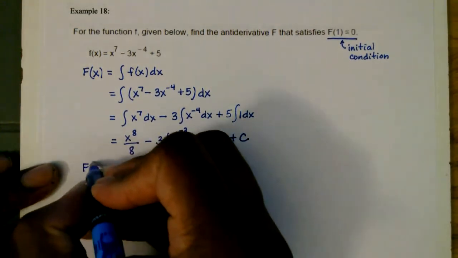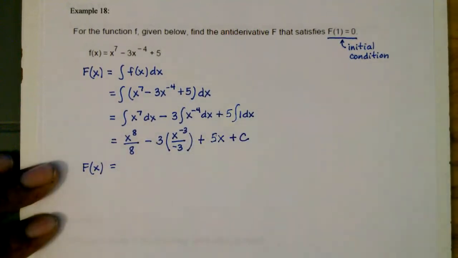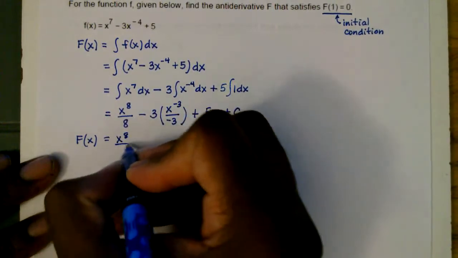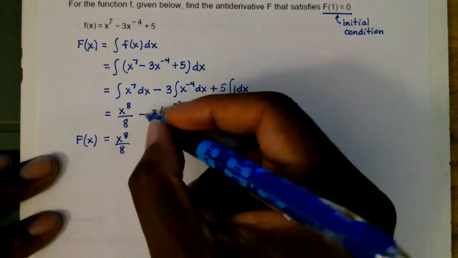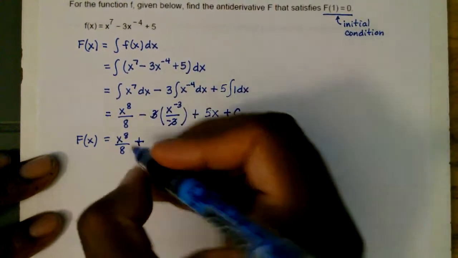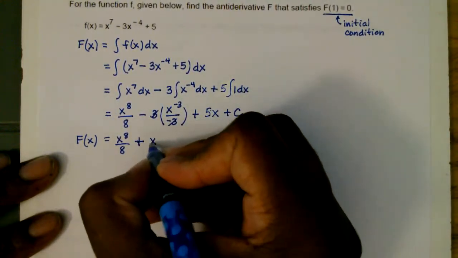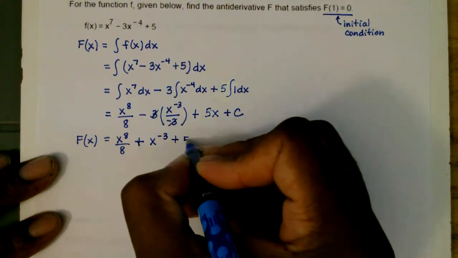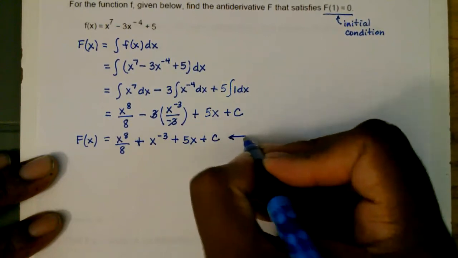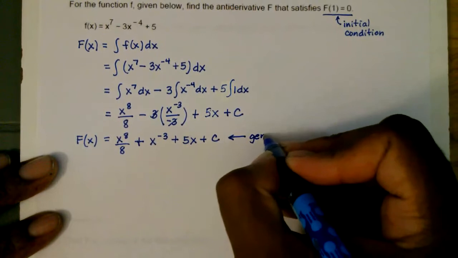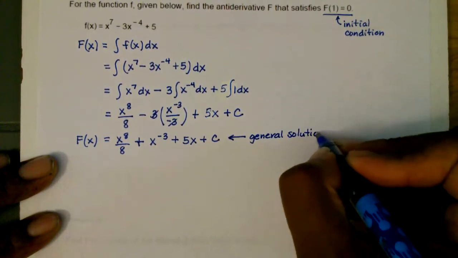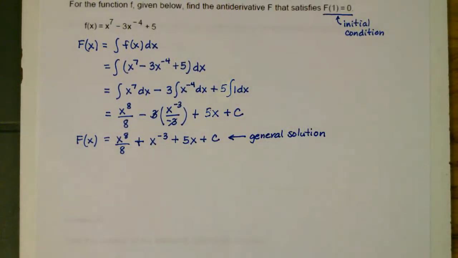So now capital F of x will end up being, if we simplify all of this, x to the 8th divided by 8. Negative divided by negative will be a plus, and those threes divide out, you're left with x to the negative 3 plus 5x plus c. This is what we call the general solution. That is the general solution here.